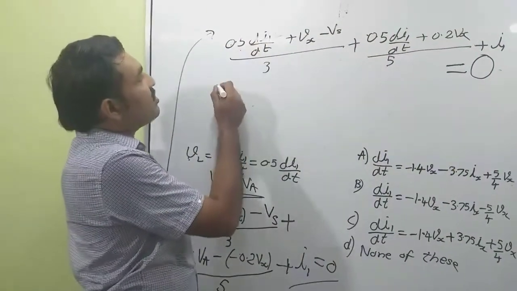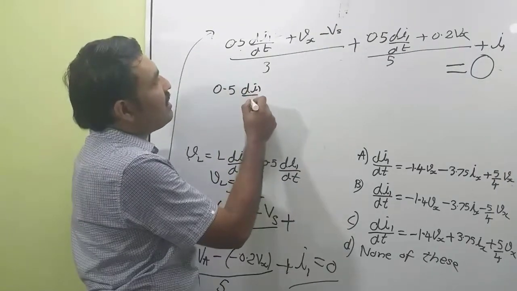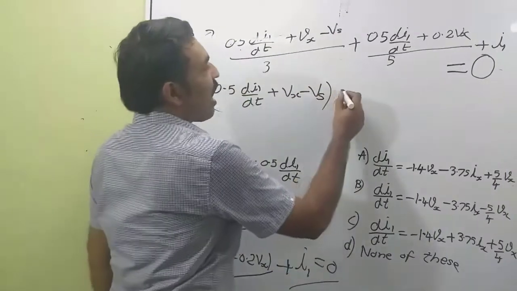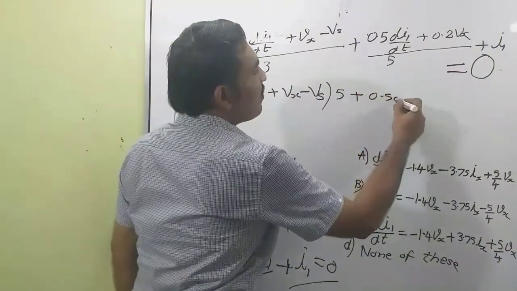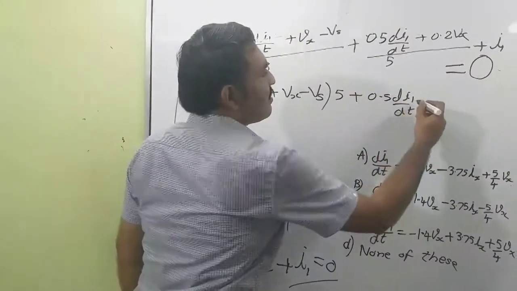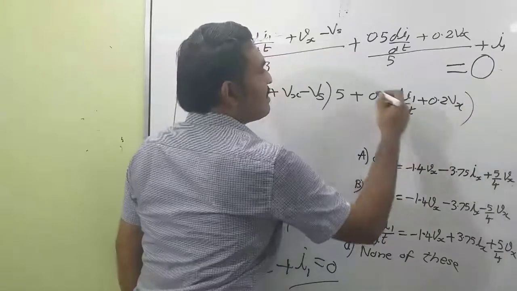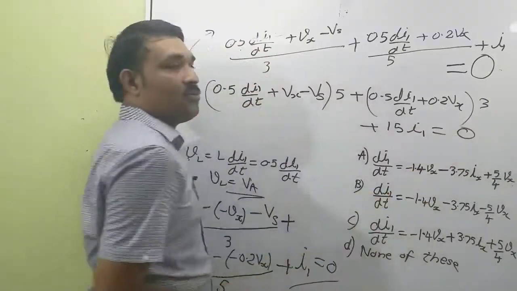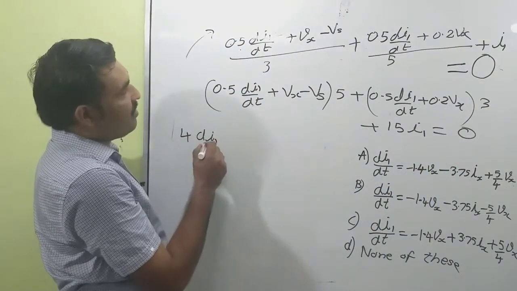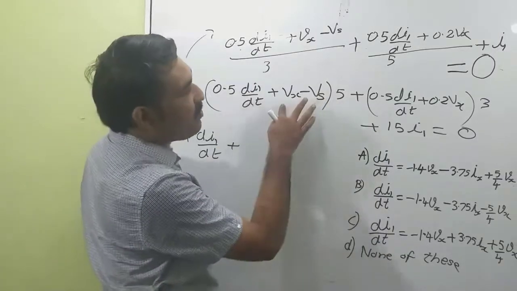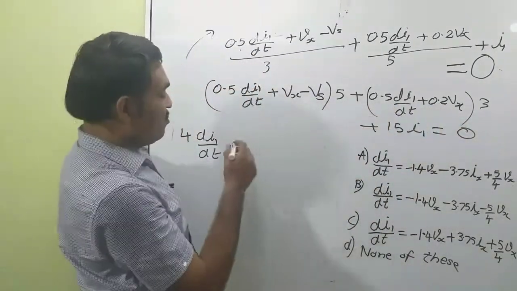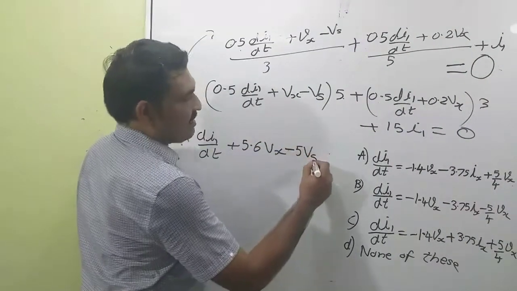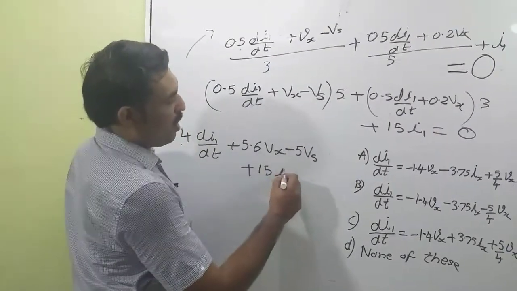we can write 0.5 di1 by dt plus Vx minus Vs, this into 5, plus 0.5 di1 by dt plus 0.2 Vx, this into 3, plus 15 I1, this is equal to 0. So 4 di1 by dt plus 5 Vx plus 0.6 Vx, so 5.6 Vx minus 5 Vs plus 15 I1 is equal to 0.